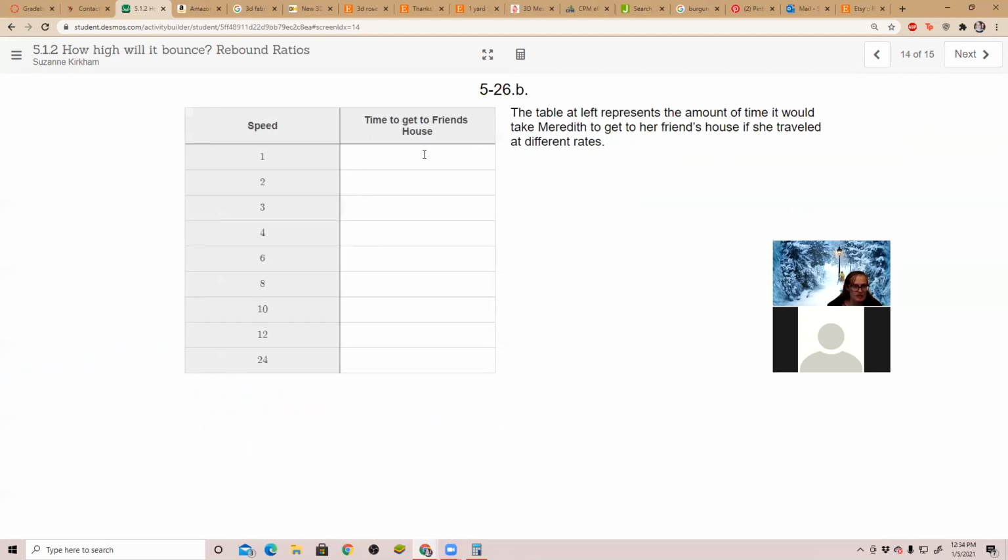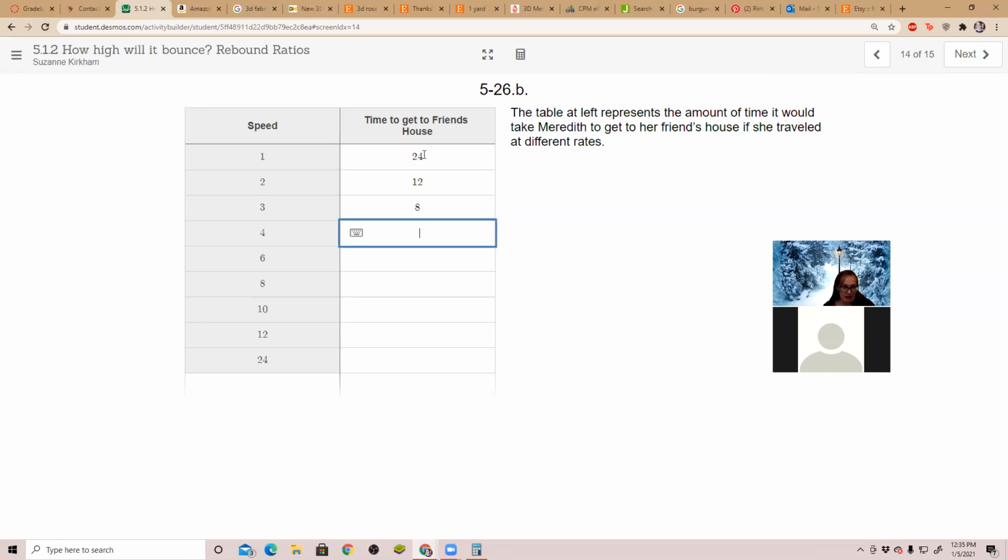Now we can fill in the table. The table at left represents the amount of time it would take Meredith to get to her friend's house if she traveled at different rates. Okay, so first we're going to say she's going 1 block per minute. So that means it's going to take her 24 minutes to get to her friend's house. Then she goes 2 blocks every minute. So 24 divided by 2 is 12. And then 3 blocks every minute. So 24 divided by 3 is 8.